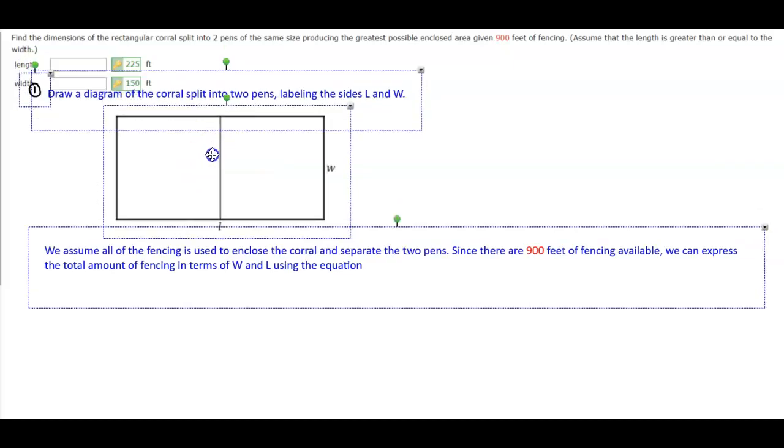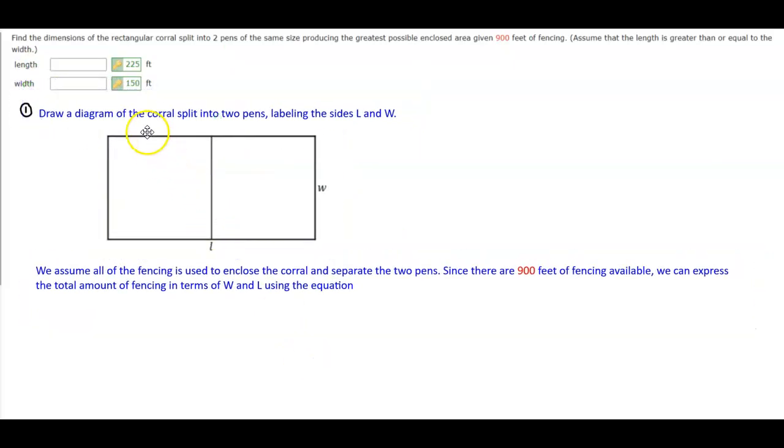Okay, so the first thing we need to do is draw a diagram of the corral split into two pens, labeling the sides: the length, which is L, and the width. Now, we assume all of the fencing is used to enclose the corral and separate the two pens. So we have another width here and another width here, which means a total of 3 widths. And we have a length at the bottom, which means we also have a length at the top. So we have a length here and a length there, and then our 3 widths.